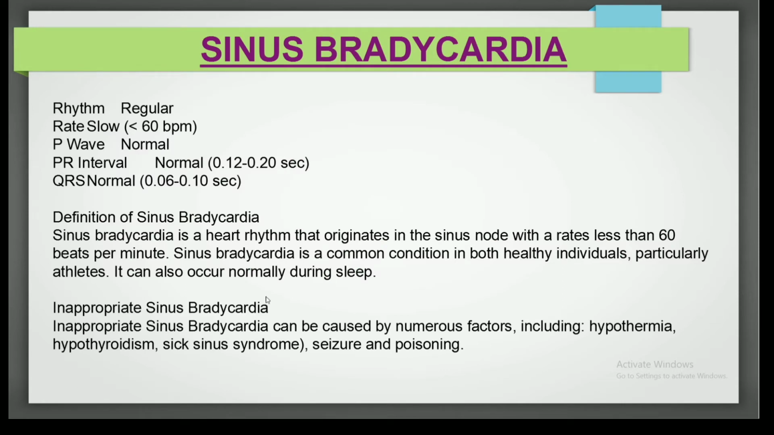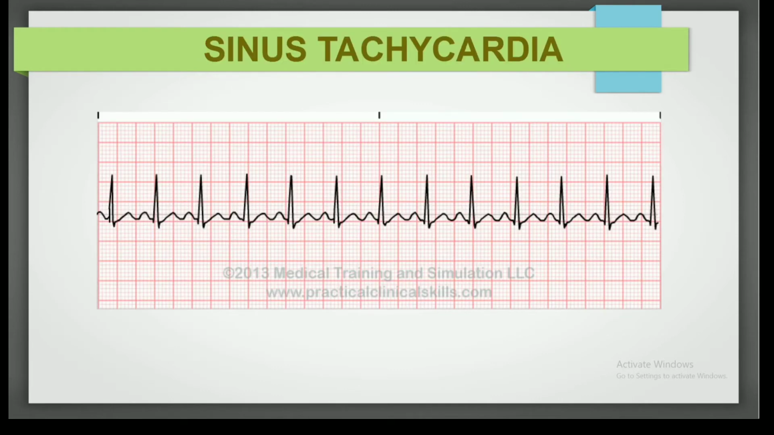The definition of sinus bradycardia: it is a heart rhythm that originates in the sinus node with a rate less than 60. It mainly occurs during sleep, but inappropriate sinus bradycardia is caused by numerous factors like hypothermia, hypothyroidism, sick sinus syndrome, seizure, poisoning, etc.